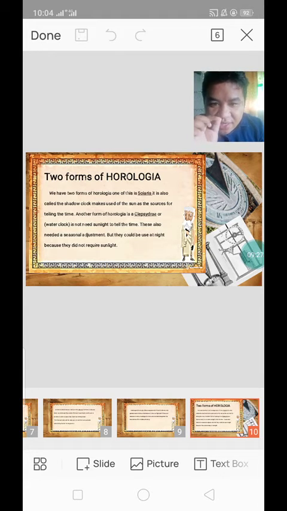Then later on, we have the clepsydra, or the water clock. It does not use sunlight to tell the time. This also needs a seasonal adjustment, but it could be used at night because it did not require sunlight. So the clepsydra, the water clock, identifies a day when the water is high. If the water is high volume, it means it is a day. When the water is low volume, I think it is the night. Sorry if not, I'm not sure about that.